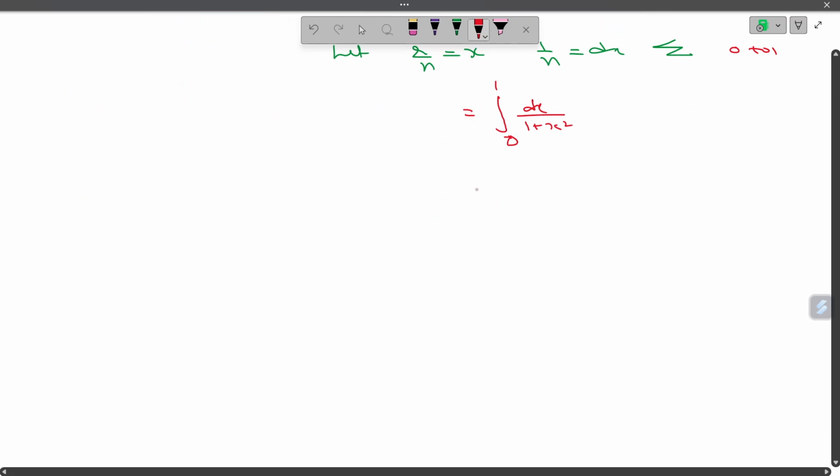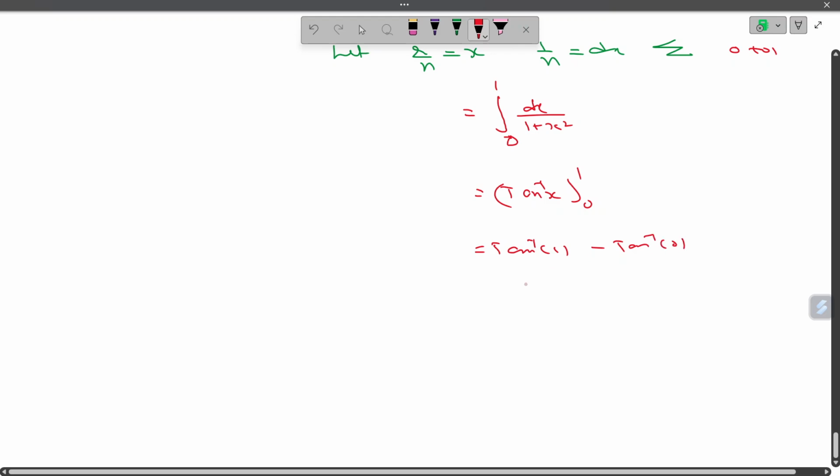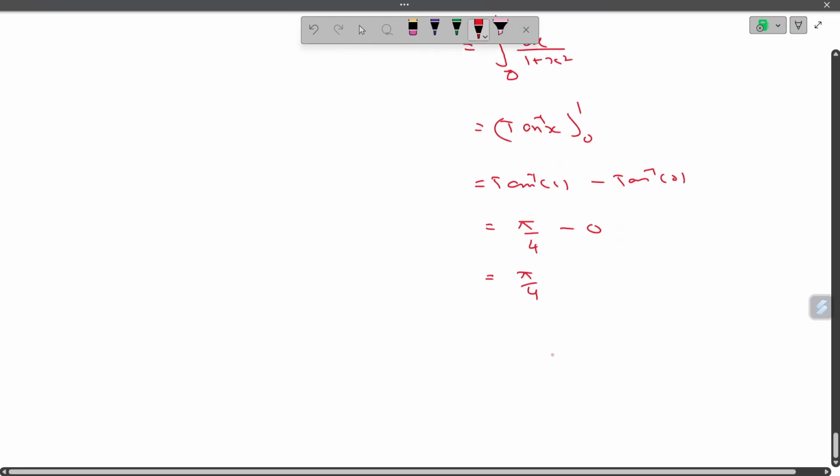So 1 by 1 plus x square integrates to tan inverse x with limits. This is upper limit tan inverse 1 minus tan inverse 0. Tan inverse 1 is 45 degrees, pi by 4. Tan inverse 0 is 0. So the answer is pi by 4. Okay, next.